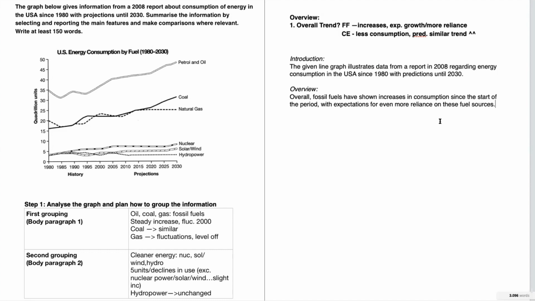That's my first sentence. I'm going to go directly into our cleaner sources of energy. So I'm going to say cleaner energy sources have accounted for considerably less consumption with predictions for a similar trend. And as we saw, again, it is considerably less. This is a great phrase to use. And it does have less consumption based on our graph. However, the predictions are similar for its growth trend. You see how they are still looking to increase, just as our fossil fuels.